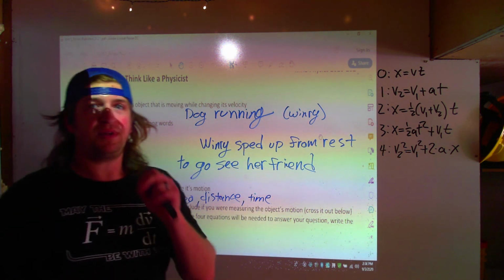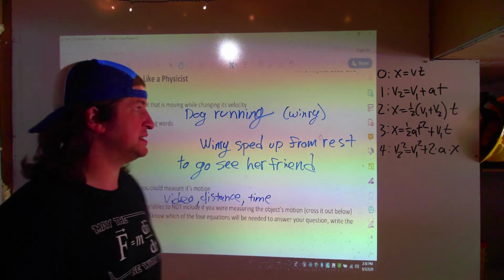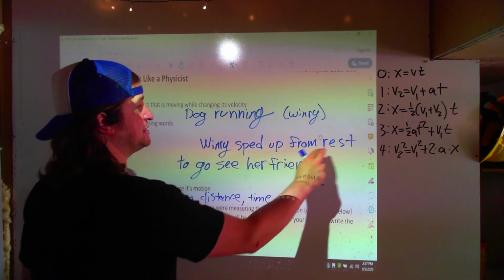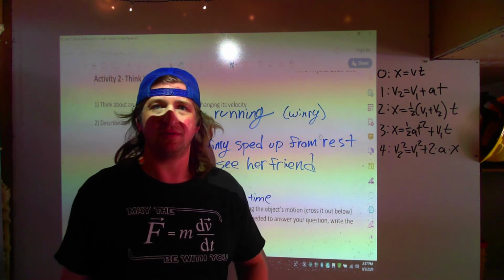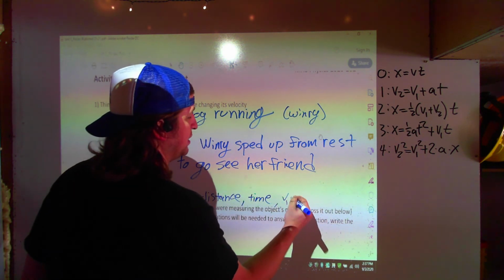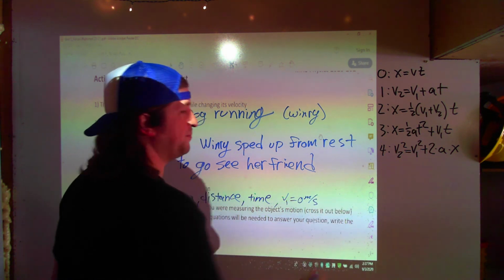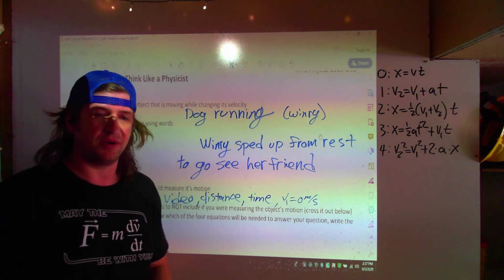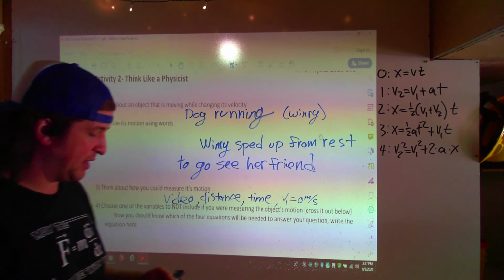Now, one little thing I might want you to think about is, when she's sitting at rest, we know how fast she's going, right? We happen to know that v1 is 0 meters per second here. We're going to use that in a minute down the road. Now, let's jump on down here.